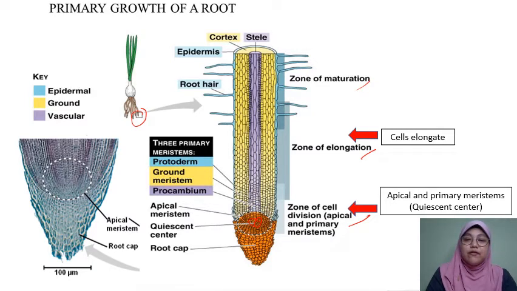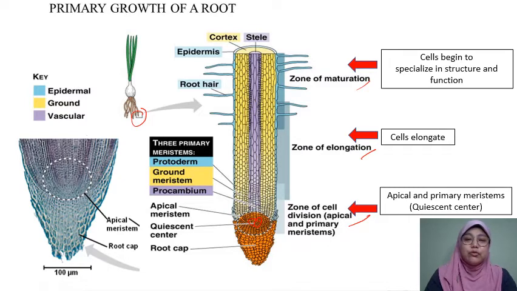Next, we have the zone of elongation. So the zone of elongation blends into the zone of cell division where the cells elongate, sometimes to more than 10 times its original length. So this elongation of cells is mainly responsible for pushing the root tip, including the meristem, into the soil. So the meristem sustains the growth by continuously adding cells to the youngest end of the zone of elongation.